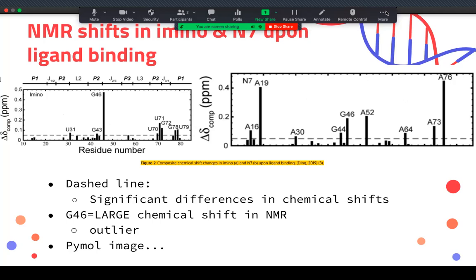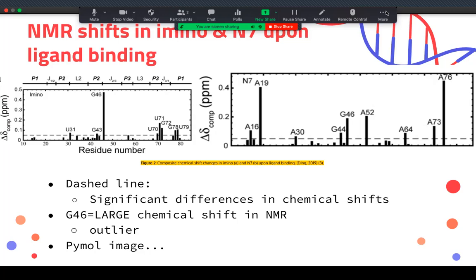If you look on the left graph, the x-axis represents the residue number, and the y-axis is the signal that they're measuring in parts per million, and that measures the difference in the chemical shifts. The regions at the top of the graph, where it says P1, P2, and so on, correspond to the residue numbers of RA71. Basically that means those are the RNA locations of those residues. Anything above the dashed line in the graphs represents significant differences in chemical shifts.